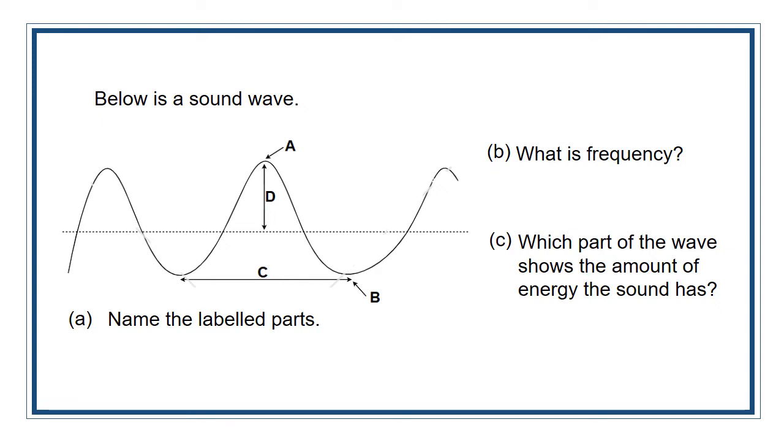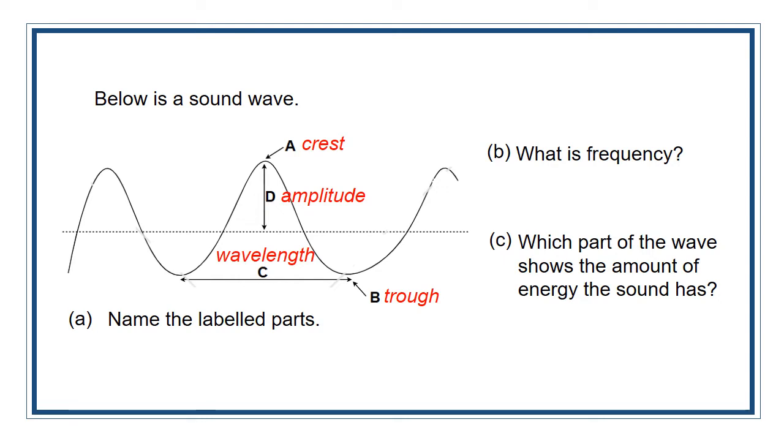For the parts of the wave, we have A, B, C, and D. So let's start with A. What do you think is the name of this part? Did you say crest? Then you are correct. Now for B, we have trough. And then for C, it's wavelength. And for D, we have amplitude.